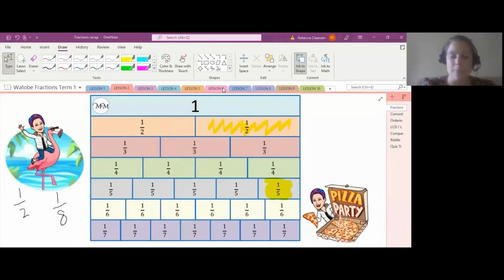Okay, so let's have a quick look. Are we all okay with the idea of the smaller the denominator, the bigger the fraction? I'm going to get some thumbs up, or all okay, or in the chat. Excellent. Because that's an important one to know. So we're going to have a look at doing some more converting.